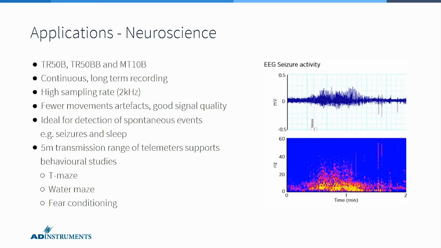Unlike with a tethered system or a head-mounted system, you see fewer movement artifacts because all of the telemeter is internalized. There's nothing to bang against the side of the cage, so you get really nice signal quality. And it's ideal for detection of spontaneous events like seizures during epilepsy studies, and sleep as well. And the rat telemeters, as I've mentioned, have the 5-meter transmission range to the smart pad, so you can take your rats away from the home cage and carry out studies and experiments in mazes or fear conditioning as well.